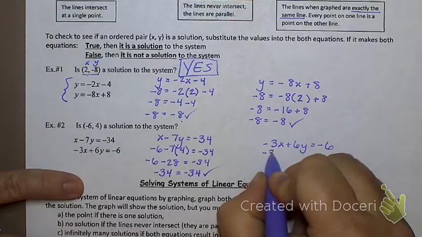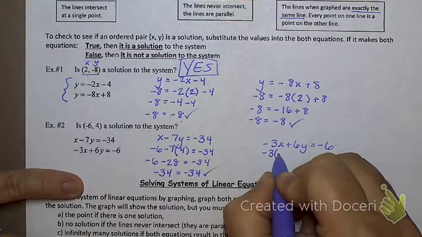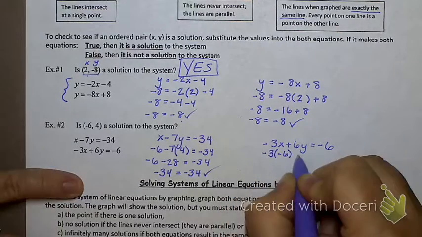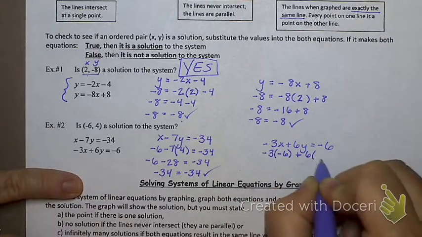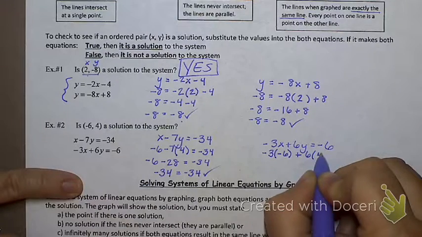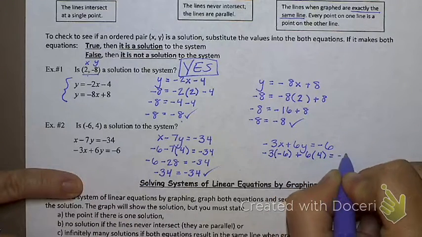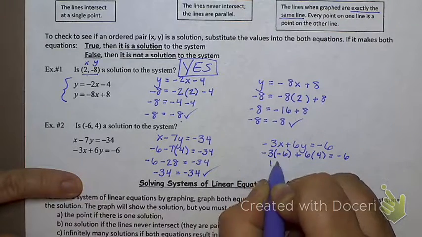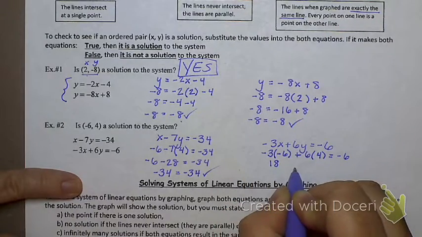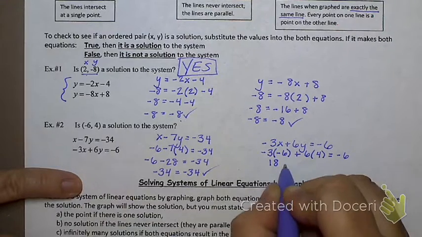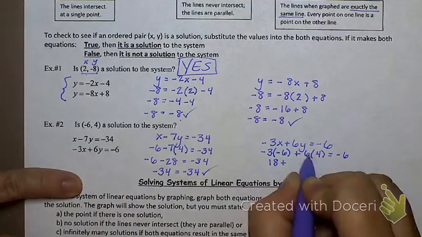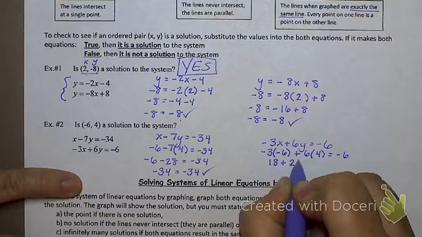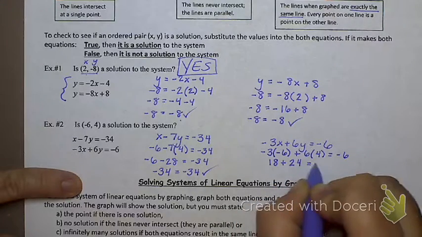So negative 3 times what? Negative 6 plus 6 times, what do I plug in for y? And I need to see, does that equal negative 6? Well, negative 3 times negative 6 is 18. Positive 18, right? Plus 6 times 4 is 24. Does that equal negative 6?